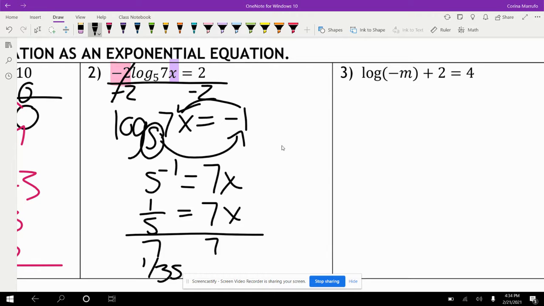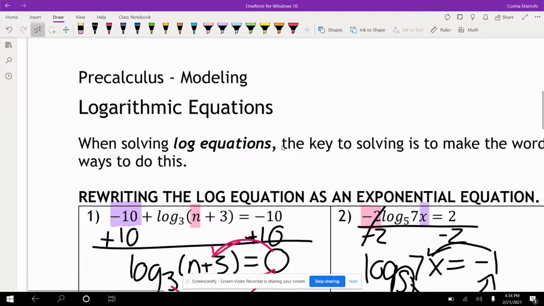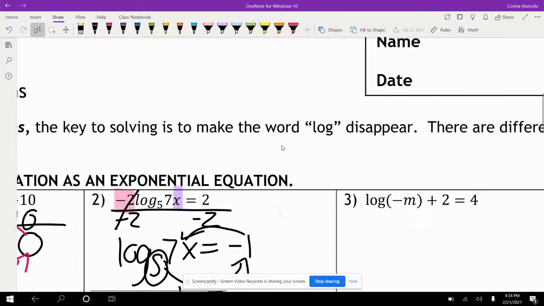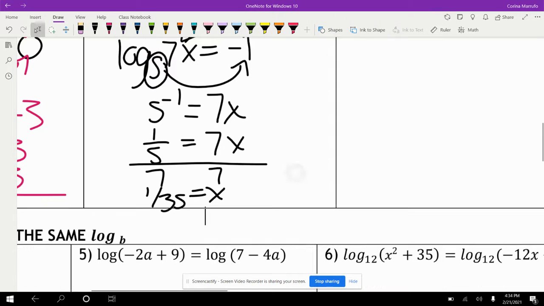Does this tell us to leave it as a decimal? I can't remember. Let's see the directions. When solving, no, it doesn't give us anything. So we can go ahead and leave it like that, or as a decimal.